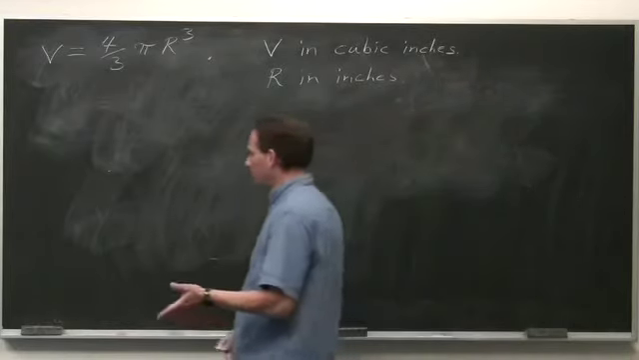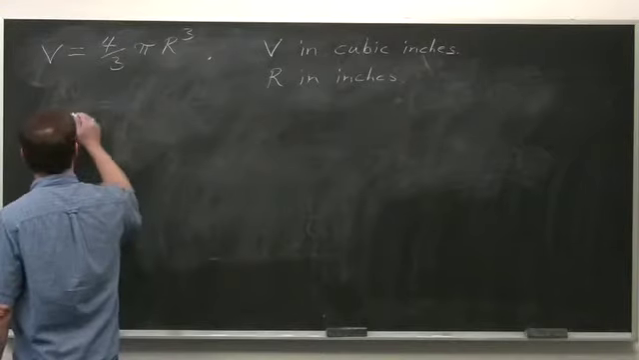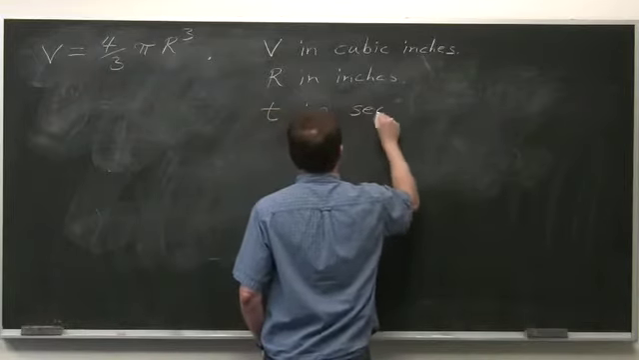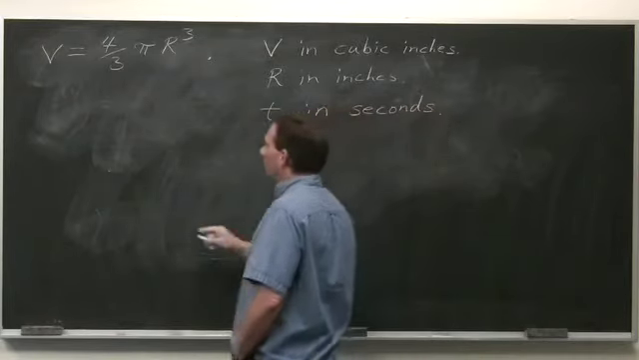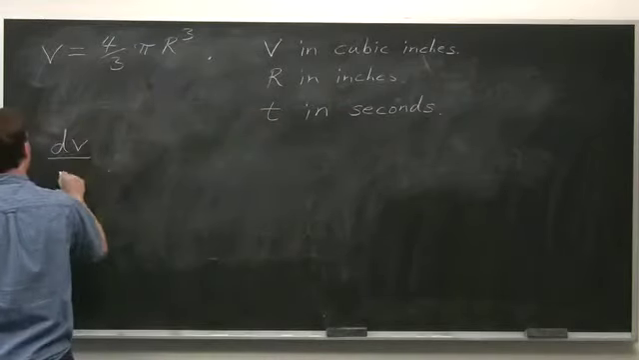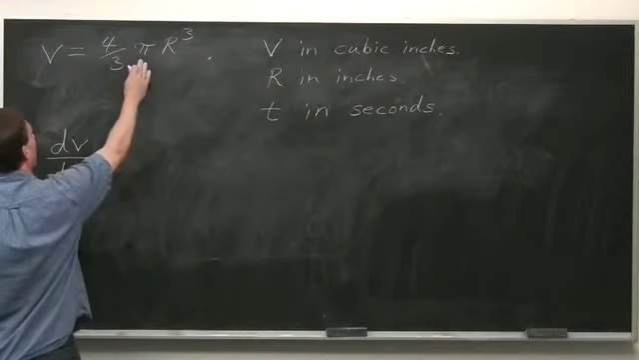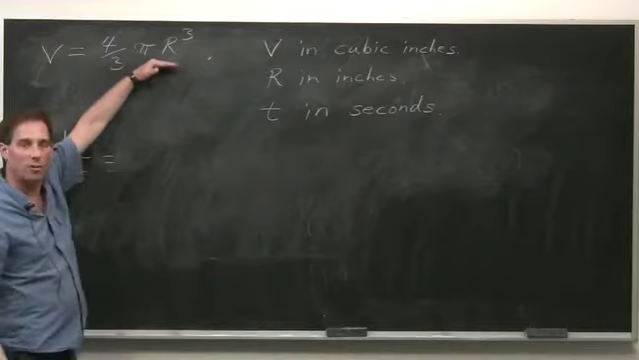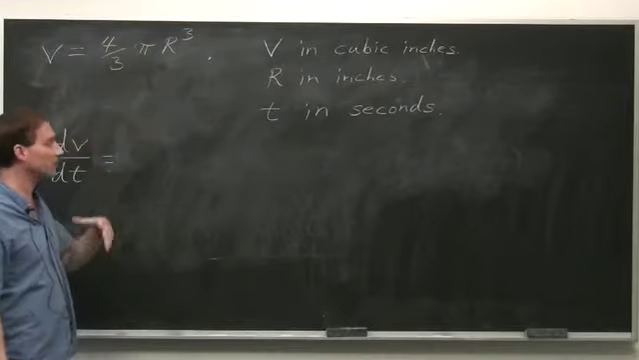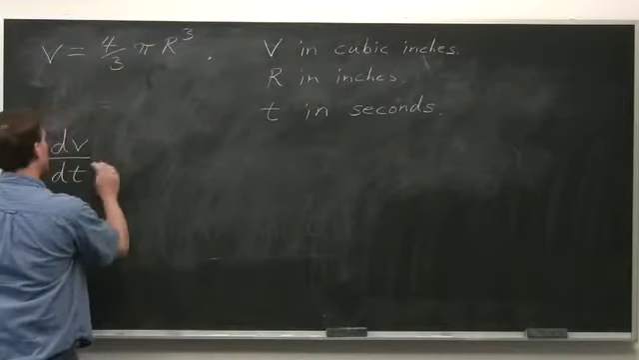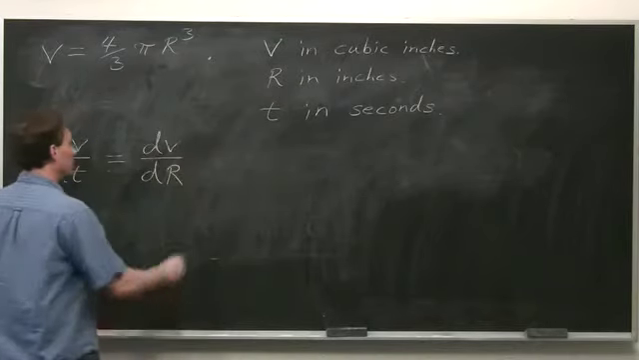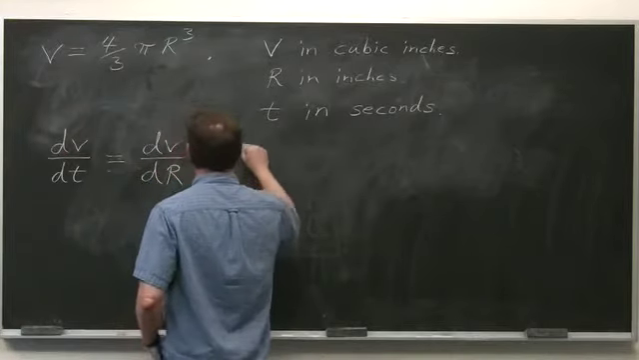So let t be measured in seconds. Then if you differentiate both sides of this with respect to time, on the left you get dV/dt. On the right, well, this is a function of r, but r is a function of t. So this is a composition of functions. We don't know r explicitly as a function of t, but we know it is one. So what do we do? Well, you can use the chain rule in Leibniz's notation. This is dV/dr times dr/dt.